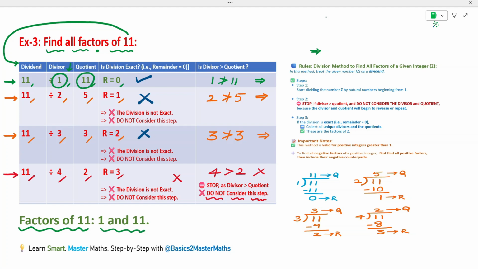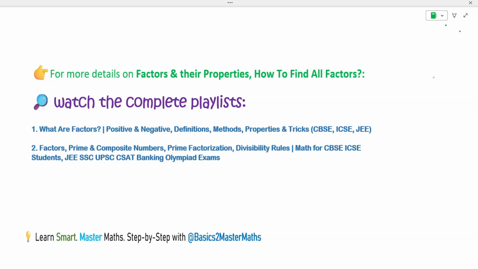Got it? Thank you. For more details on factors and their properties, also how to find all factors of a given number, please watch the complete playlists.